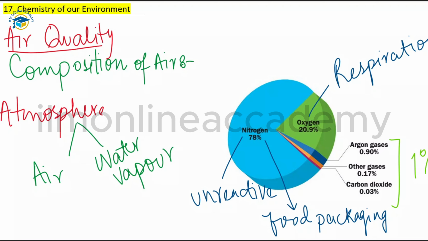And next we talk about carbon dioxide. Carbon dioxide is almost 0.03% of our atmosphere, although it is used in photosynthesis by the plants, and it is produced by respiration. We breathe out carbon dioxide; animals and humans breathe it out, and plants use this carbon dioxide in the process of photosynthesis. So they make up just almost 0.03 or 0.04% of the earth's atmosphere. So this is about the air quality and the composition of air that is present in our atmosphere.